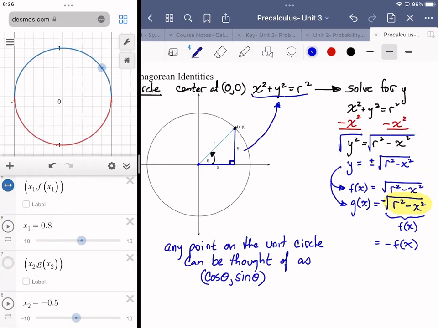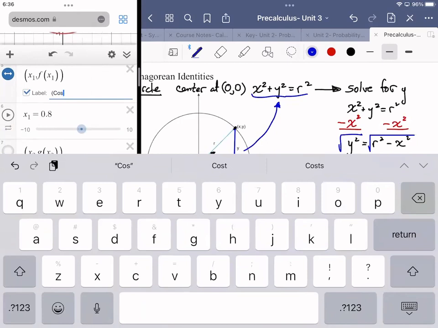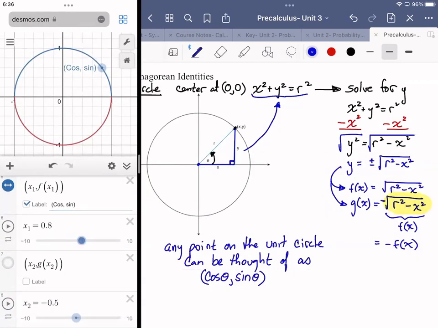I'll just write cosine comma sine for now. I have to put the Greek letter in there later. But that's really what's going on. Any one of these points is cosine comma sine, but only for the unit circle, only for a circle with a radius of 1.